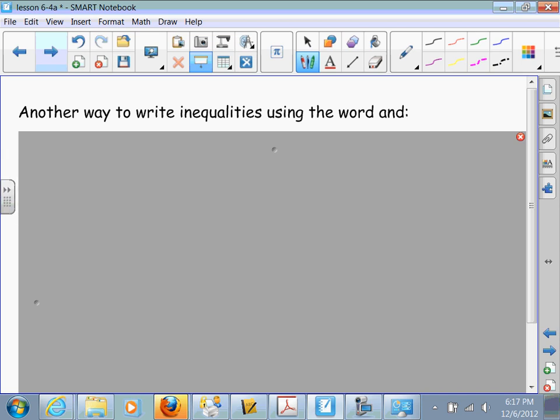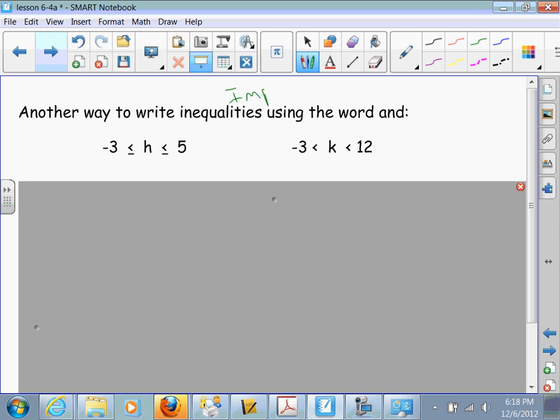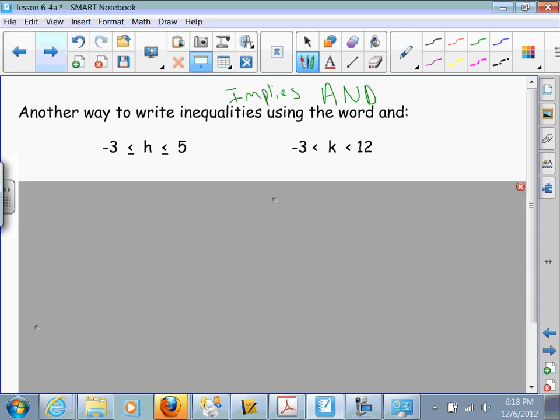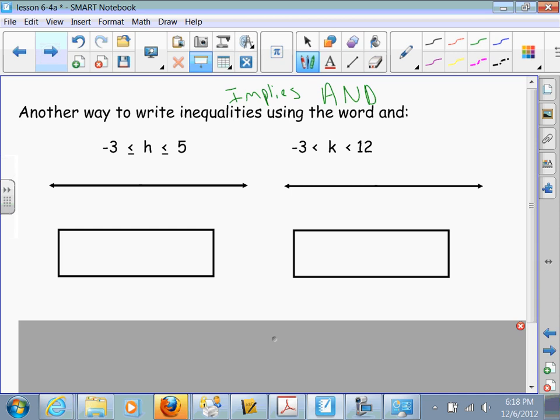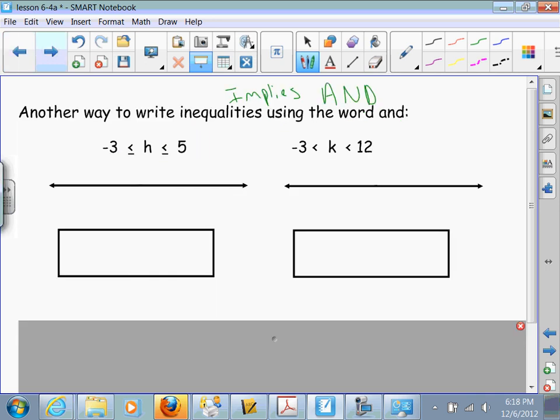Another way to write inequalities using the word and is like this. If you see an inequality that looks just like this, it implies the word and. And if you look, that's exactly how we wrote our solution to the last problem. Okay? So this implies the word and, and we're going to graph it in the same exact way. So basically what we're doing here is the reverse of what we did last time. We're now taking this type of inequality and putting it on the number line. We're graphing it on the number line. All right, so here's how you do this.